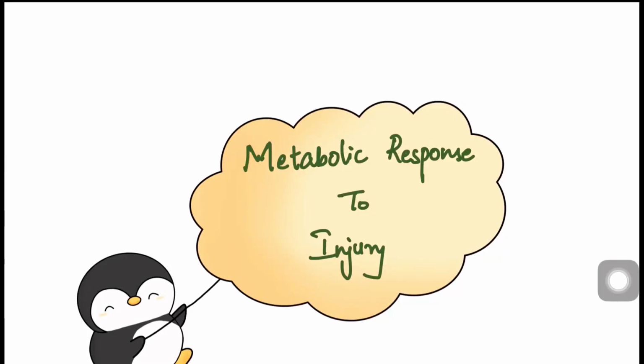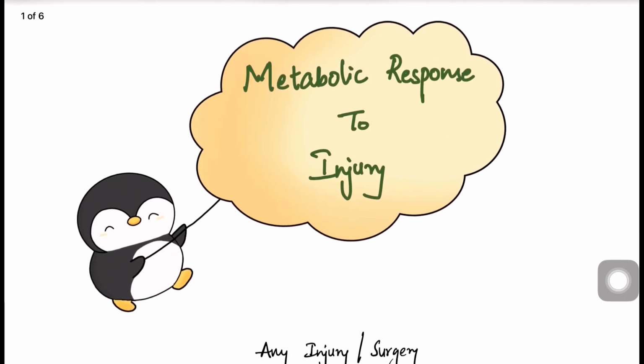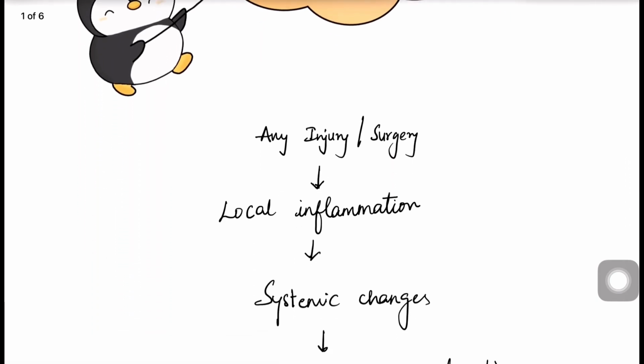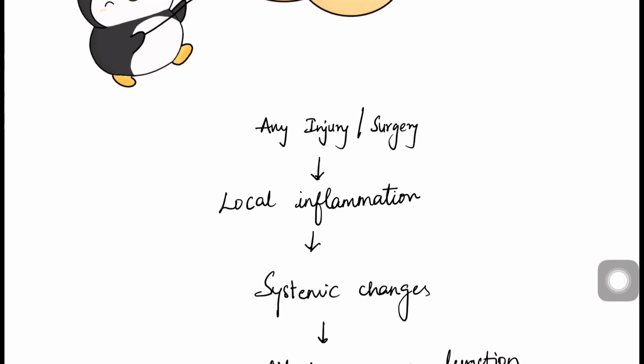Hello everyone. So I know this topic is very boring, so let's try to make it a little bit interesting. Let's go into metabolic response to injury. What is the metabolic response to injury? Whenever there is any injury or any surgery or any trauma, it will cause local tissue inflammation. This local inflammation might go systemic and cause systemic changes affecting organ function.